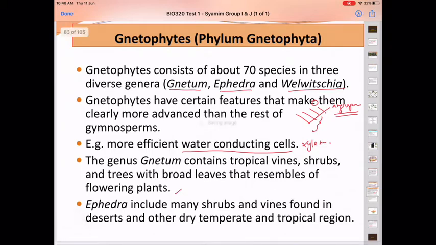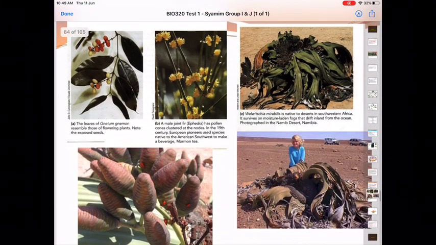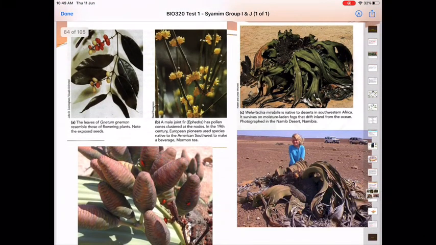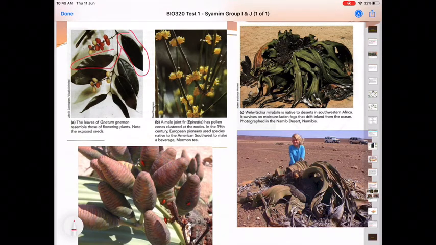Okay, ni this one boleh read lah sendiri. Okay, this is the example. The leaf of Gnetum, okay, that resemble flowering plant. So tengok leaf dia dah macam pokok biasa, pokok bunga biasa, pokok buah kan. Dia dah sama, dia dah tak pelik sangat lah bentuk dia. Okay, sebab dia dah towards the angiosperm.